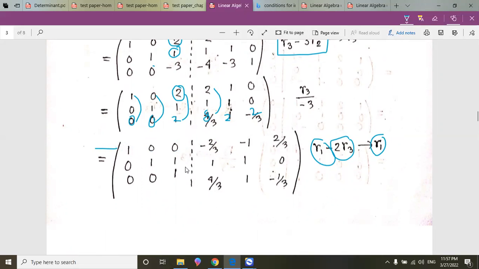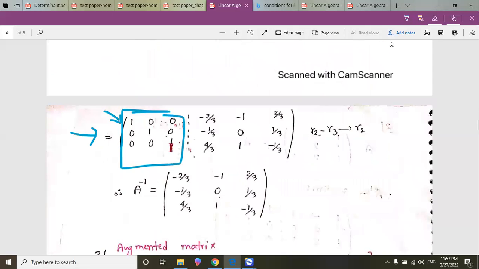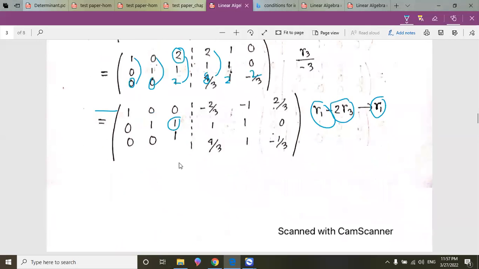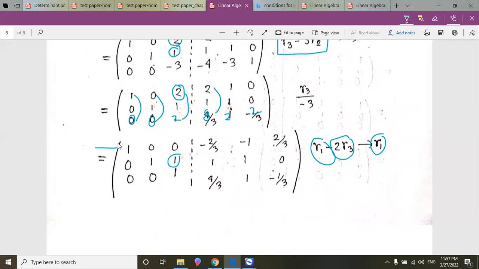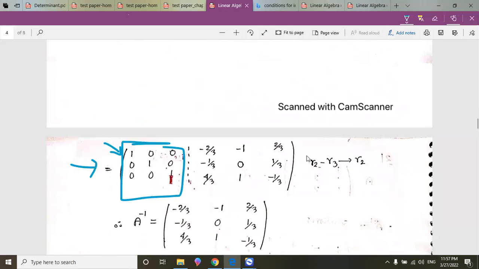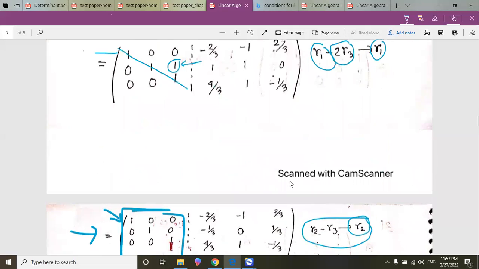So we also want this entry as 0. Sorry, not this one. We also want this one, okay? We also want this entry as 0 because this is our main diagonal. That's why we do this row operation: R2 minus R3, and substitute the result to R2.